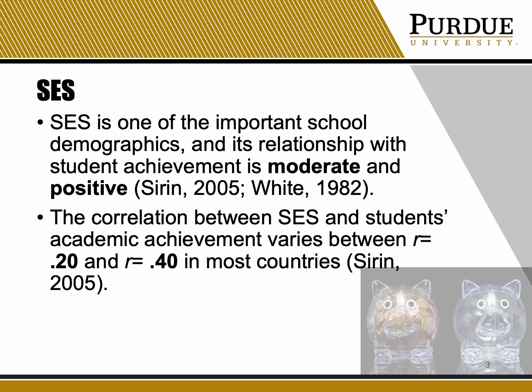The correlation between SES and academic achievement varies between 0.2 and 0.4 in most countries. And having a strong correlation between SES and academic achievement might indicate potential testing problems and lead to an achievement gap between high and low SES students.